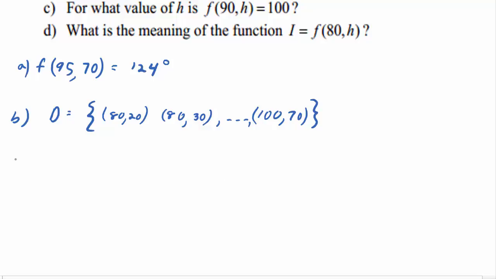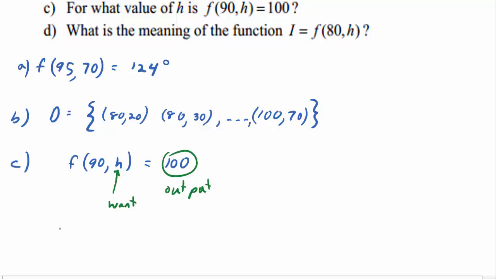Part C. Now look at part C. Part C is interesting. It's going to be a useful idea to us in this chapter and throughout the class. It says, for what value of H is f of 90, H equal to 100? So we want the humidity. Given this output of 100 degrees and one of the inputs, can we figure out the other input? Kind of working backwards a little bit.